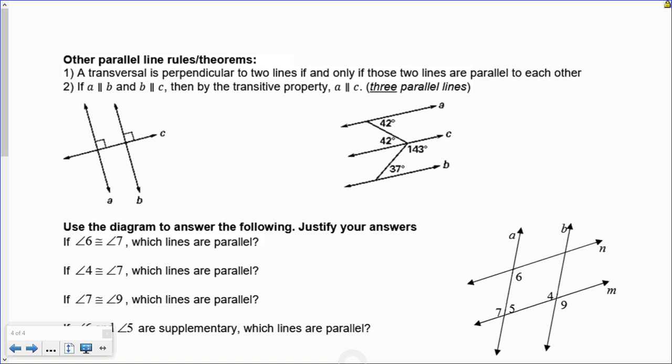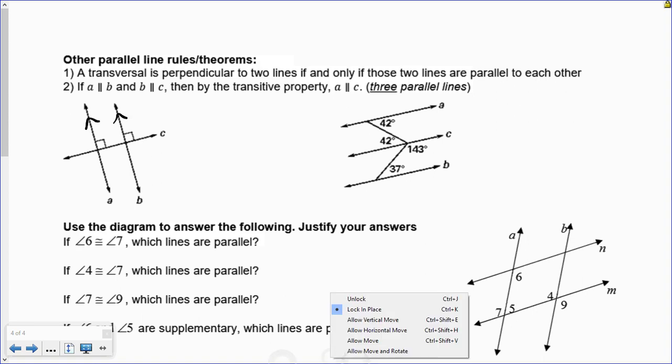So the first one says a transversal is perpendicular to two lines if and only if those two lines are parallel to each other. So that's this picture right here. They're saying that the transversal is only going to be perpendicular to both of them if they are parallel to each other.